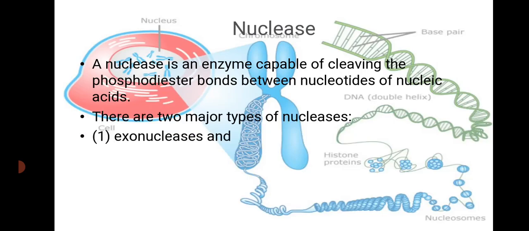There are two major types of nucleases. One is exonuclease. Exo means outside. So these are the nucleases which cut the last nucleotide of a strand. They will be breaking the phosphodiester bond between the last and previous nucleotide. Second type is endonuclease. These are enzymes which are capable of cutting this phosphodiester bond inside the strand of DNA.